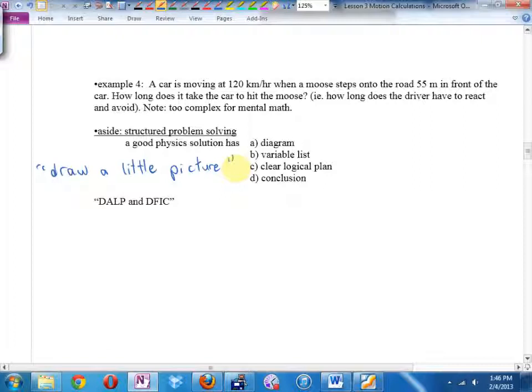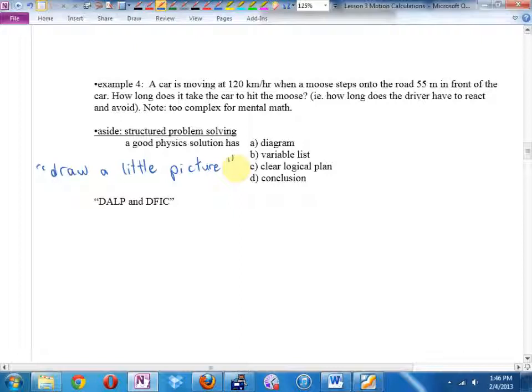My Physics 11 kids, whenever they raise their hand, Mr. Duick, how do I do number 7? Have you DULP and DFIC'd? Because if you haven't, try that first, and then I'll come help you. But until then, I don't even know if you understand or have made an honest effort. So when in doubt, draw a little picture if you don't understand what's going on.